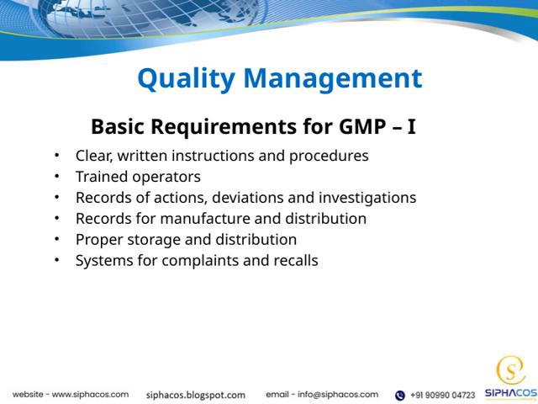Proper storage and distribution are also fundamental. Ensuring products are stored under the right conditions and distributed correctly helps maintain their quality and safety throughout the supply chain. Systems for handling complaints and recalls are a must-have. They allow us to respond swiftly to any issues raised by customers or regulators and to remove any affected products from the market promptly. Finally, a robust quality management system ties everything together.